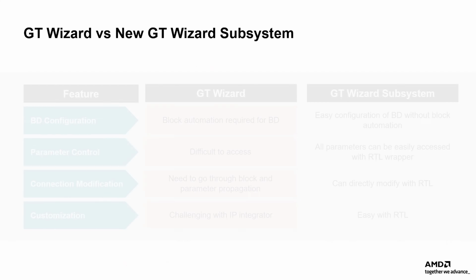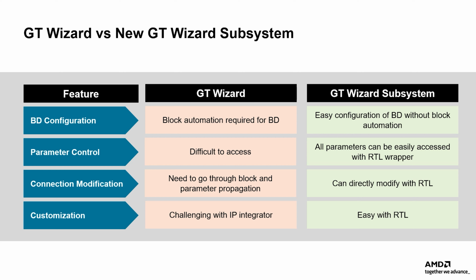Here are some advantages of the new GTWizard subsystem over the existing wizard. There is no longer a dependency on block automation for configuring the BDs. The new wizard subsystem provides easy configuration of BD instances without the time-consuming block automation process. The parameters of the GTs are now easily accessible with RTL wrappers. Modifying connections can be easily performed with the new wizard subsystem. Customization is simplified, making it easier to work with RTL. All these enhancements make the new GTWizard subsystem more efficient and accessible for users.